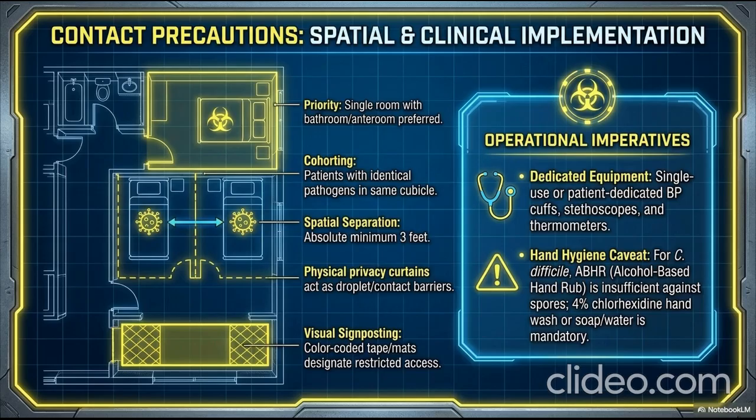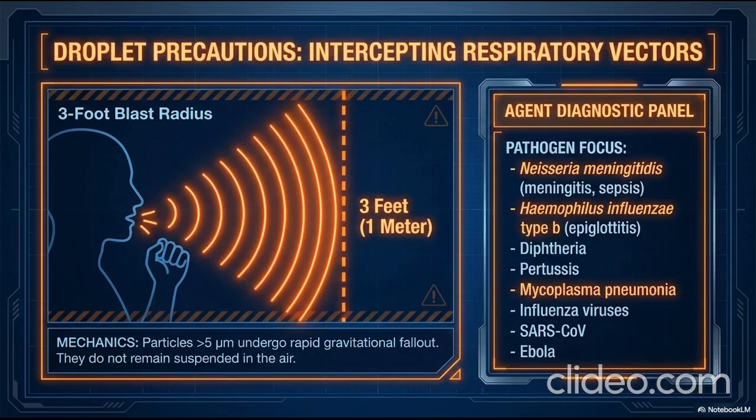Slide 7. Droplet precautions, source control, and PPE. For healthcare worker protection, a surgical mask is mandatory for close contact. Source control is equally vital. If a patient must be transported, they must wear a surgical mask to contain secretions at the source. Unlike airborne precautions, droplet precautions do not require specialized air handling, as the weight of the particles leads to rapid deposition on environmental surfaces, necessitating frequent disinfection of high-touch areas.